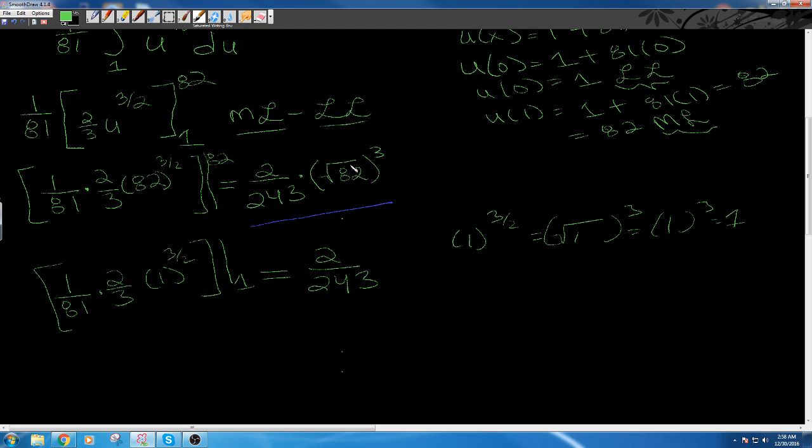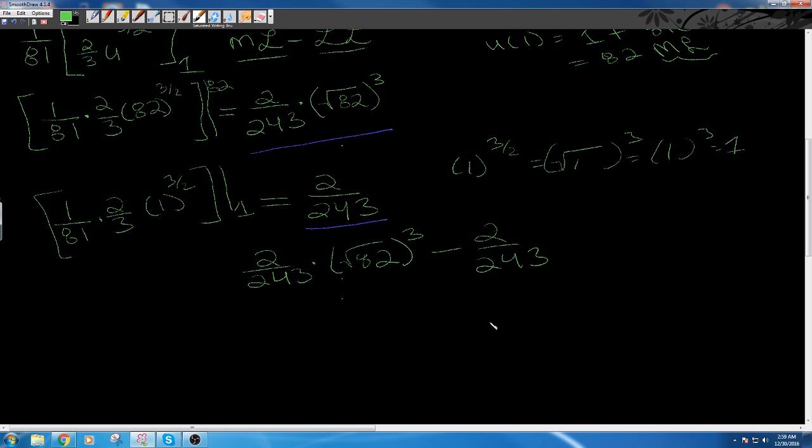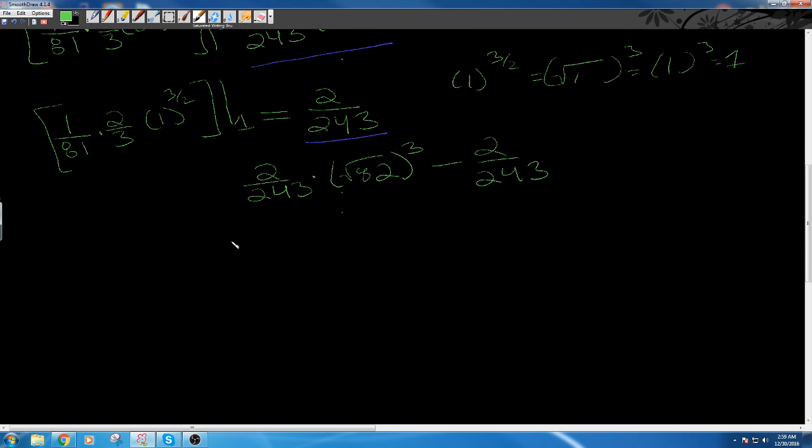So now we're going to take the maximum, which is this, minus the lower, and we're going to get 2 over 243 times the square root of 82 cubed, minus 2 over 243. Now we're basically almost done. The book and the solution split this 82, so that's how I'm going to write the final answer. We're just going to factor out a 2 over 243.